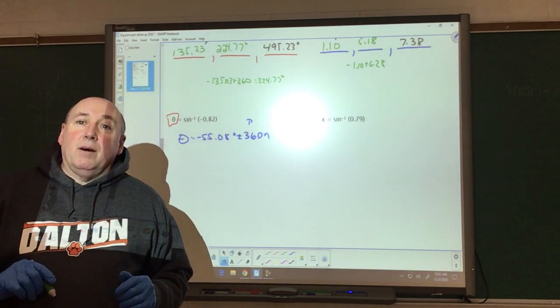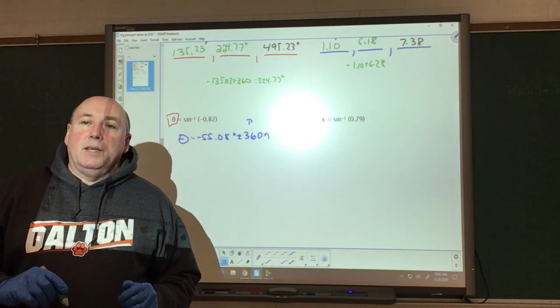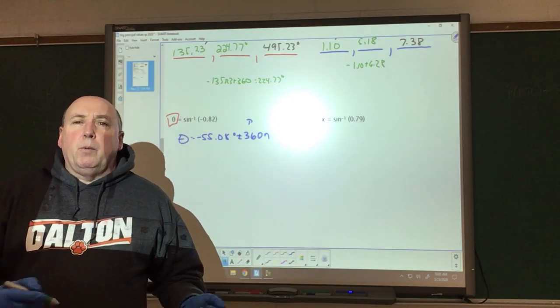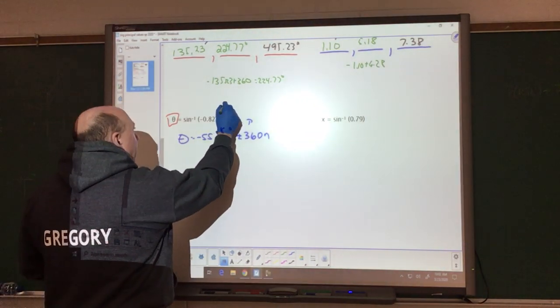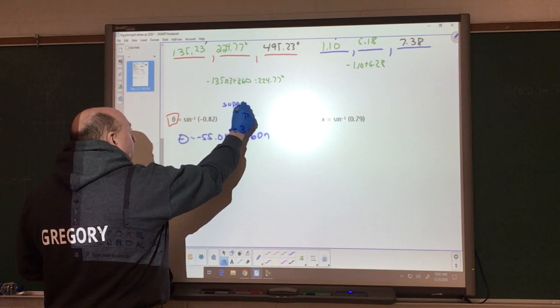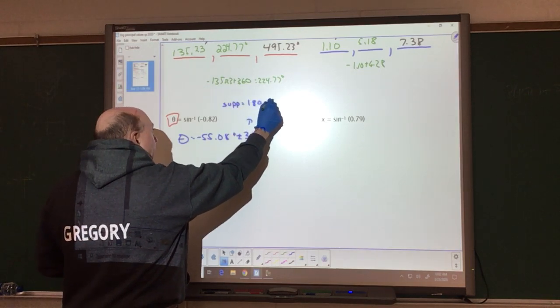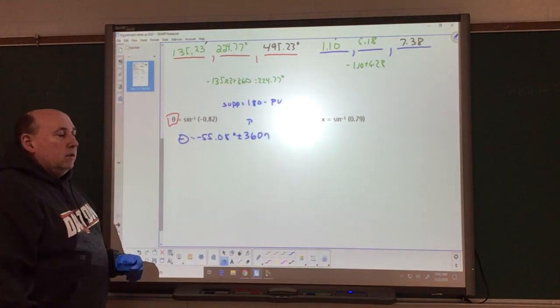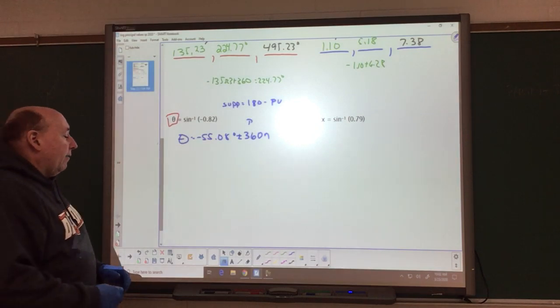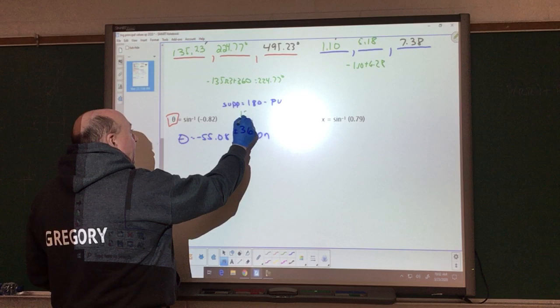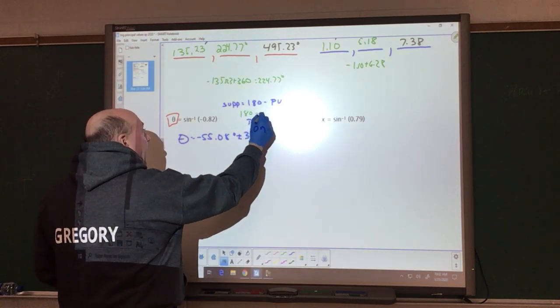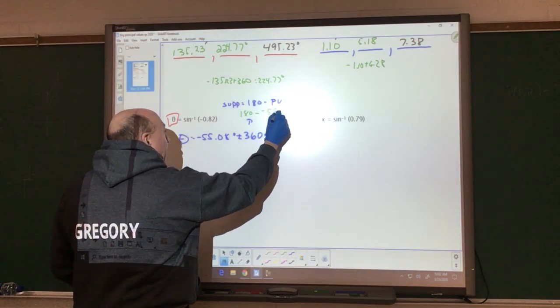Now comes the tricky part. How do we find the supplement to this? Well, how do we find the supplement? We've talked about this numerous times. The supplement is 180 minus that principal value. So we have to really watch. We have 180 degrees minus a negative 55.08.